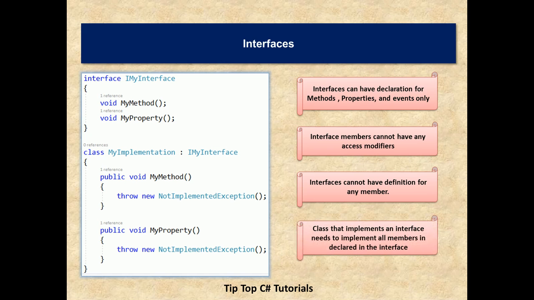So let's move on to the implementation side. A class that implements an interface, in this example MyImplementationClass implementing MyInterface, has to implement all the members declared in the interface. For example, if you have 10 methods in the interface, you cannot optionally implement 2 methods out of the 10. You have to implement all the 10 methods.